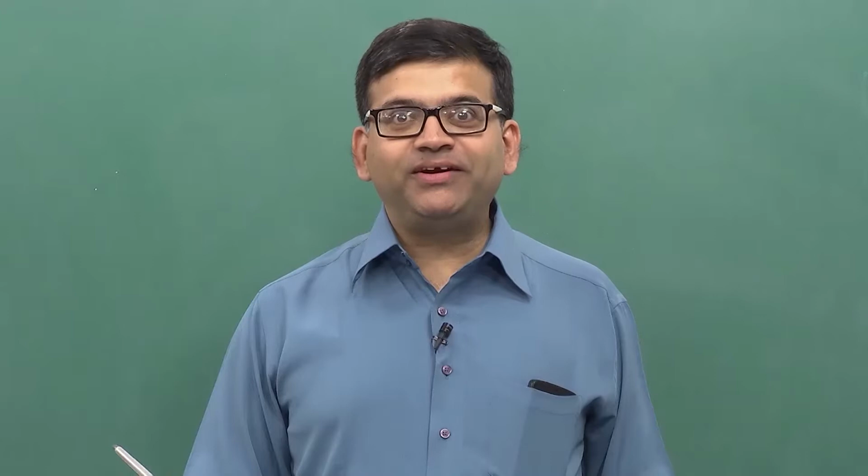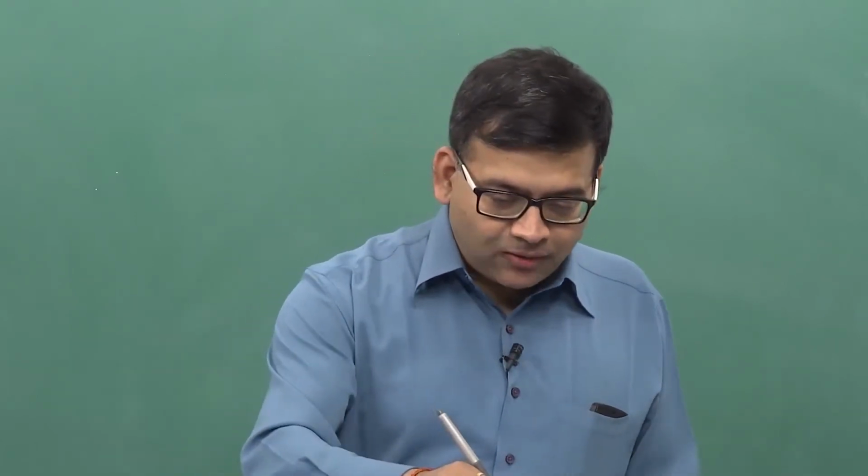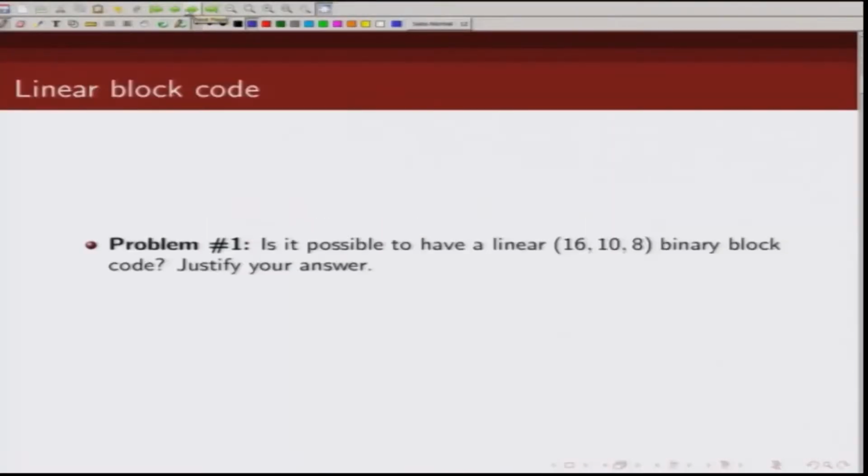In the last lecture we discussed bounds on the size of the code. Now, let us solve some problems related to that. So, the first question is: is it possible to have a linear block code, binary block code, which has n given by 16, k given by 10 and minimum distance of 8.